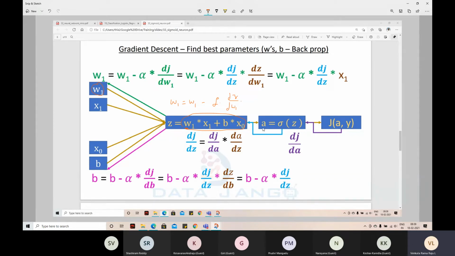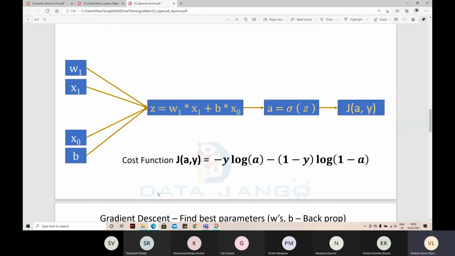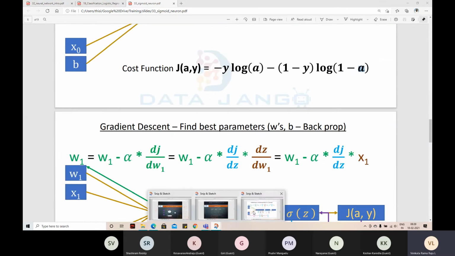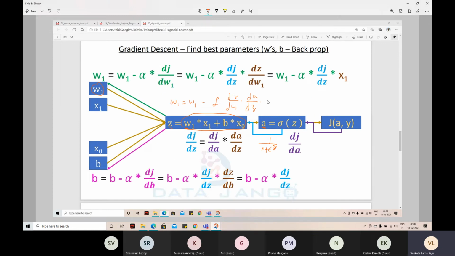And then you can calculate A's derivative using Z, because the function is going to be 1 by 1 plus e power minus Z, right? So you can calculate the derivative of A with respect to Z because it is in terms of Z. It is dA by dZ. Now the cost function is in terms of A, right? So you can calculate the derivative of the cost function with respect to A, dJ by dA.